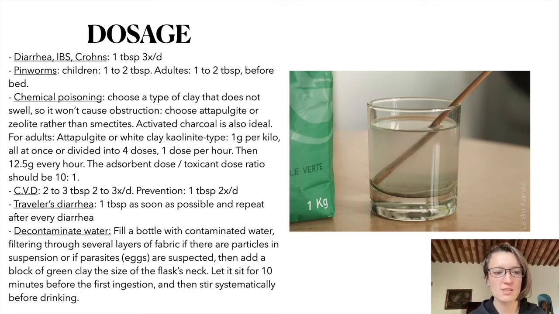For that, Jade Allègre recommends 2 to 3 tablespoons, 2 to 3 times per day. And as a prevention, 1 tablespoon twice a day. So for traveler's diarrhea, as soon as you get it, 1 tablespoon in a glass of water, you let it sit for a few minutes and you drink it. And every time you have diarrhea, you repeat that. And you can also decontaminate water with clay.